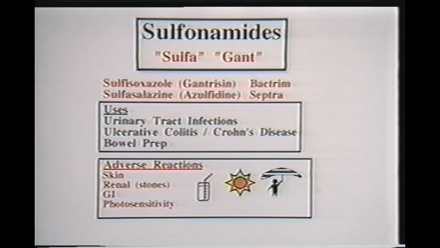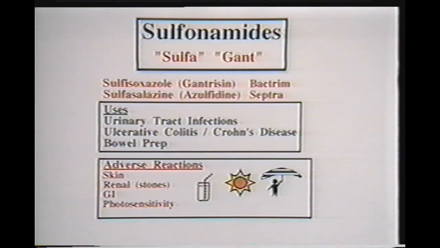Adverse reactions include one of the same things that we saw with the tetracyclines. We see the sensitivity to sunlight. It can also cause renal stones, so the patient who's taking sulfa drugs needs to drink lots of fluids so that they aren't going to get kidney stones. And we can cause GI upsets as well as that photosensitivity. I think the photosensitivity and the kidney stones are what they're most likely to ask you questions about.